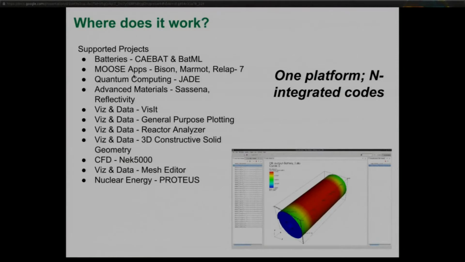Quantum computing, advanced materials, Cecina is one of the codes we're working with, and we're building a new reflectivity modeler into the platform. That's going to come in as one of the tools I mentioned. Instead of fitting into that kind of item socket, it's going to be a standalone tool. Viz and data, yeah, there's a bunch of stuff in here. CFD, NEC 5000. We've done some pretty cool stuff with NEC 5000.